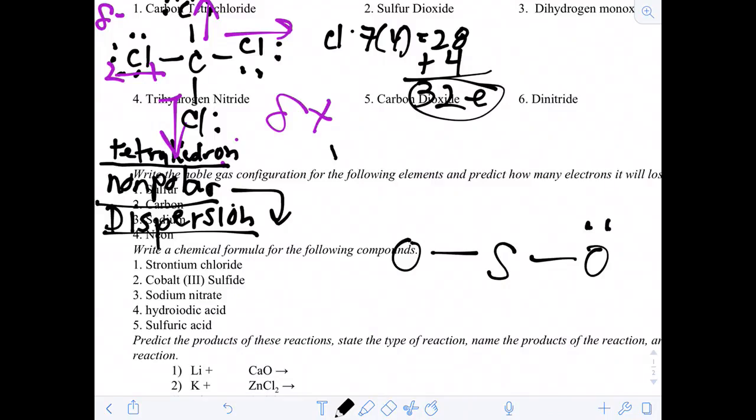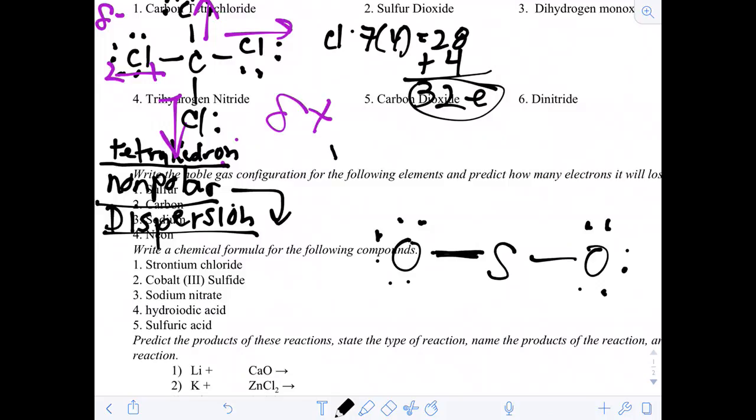So 2, 4, 6, and then 8. That obeys the octet rule. 2, 4, 6, and this is 8. So now the oxygens obey the octet rule. Does the sulfur? It doesn't. So in order to fix this problem, I'm going to take some of the electrons off the oxygen. And here's another reason why I'm going to do that. And this one's really important.